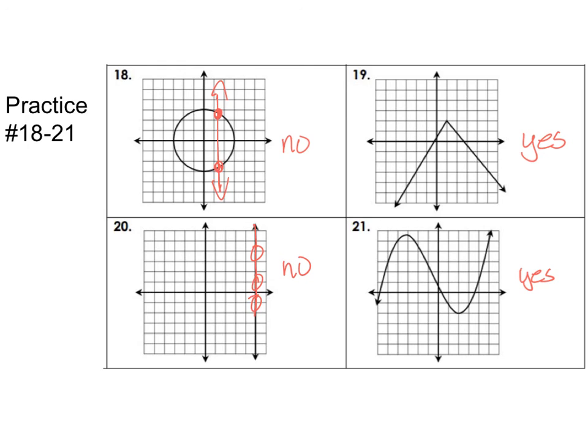Okay, so there's what we should be coming up with. No through your circle, yes through the V, no through this vertical line, because basically everywhere on there is going through a point. And then yes for that last one, has some ups and downs, but no repeats.